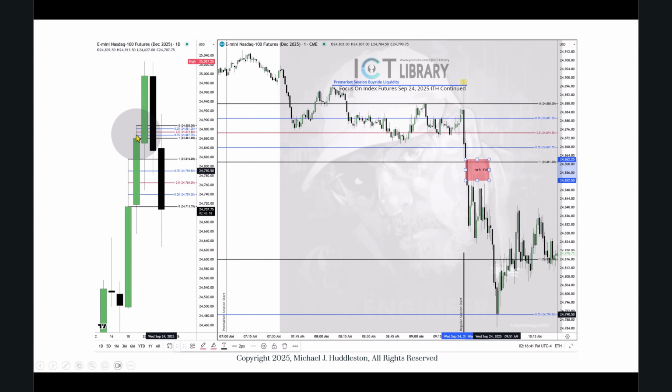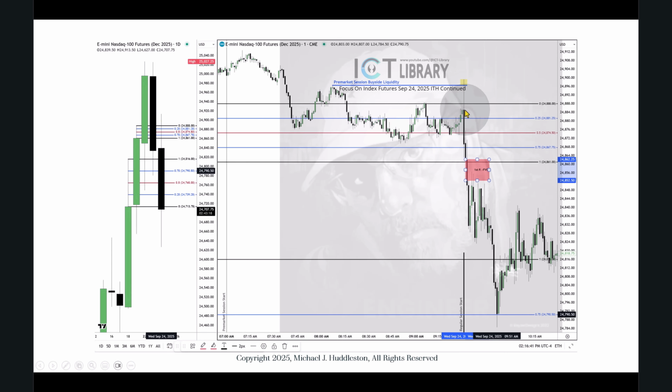Right, so we have this premium wick, consequent encroachment in the upper and lower quadrants, and the high and low of it annotated here, and then this premium wick. So make sure you keep track of what these levels are here on the daily chart and what you're looking at on the smaller time frame. So we have the pre-market session buy side liquidity pool.